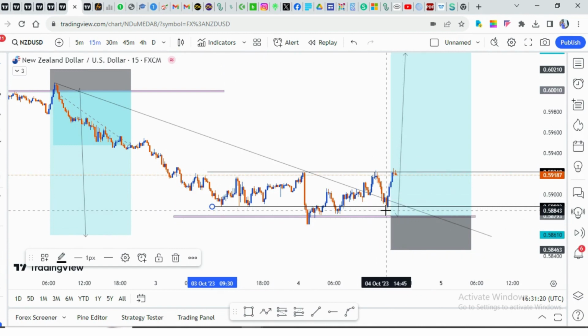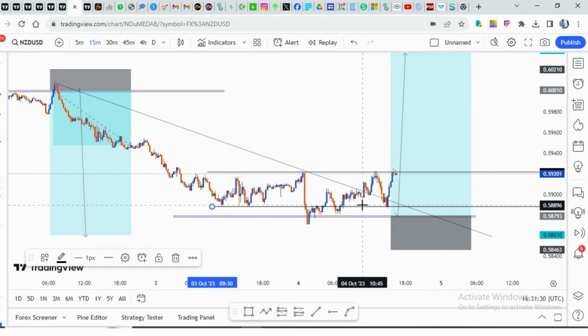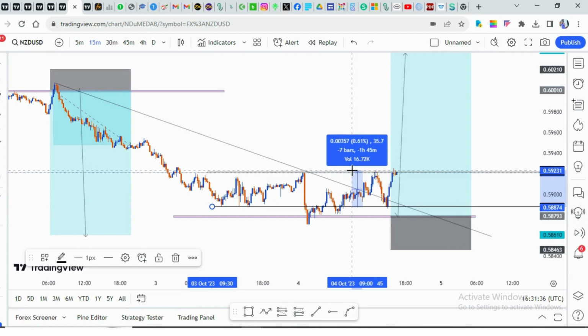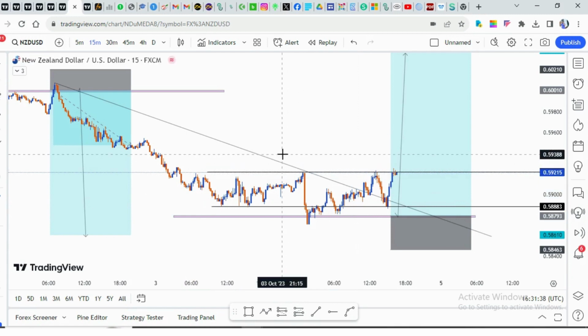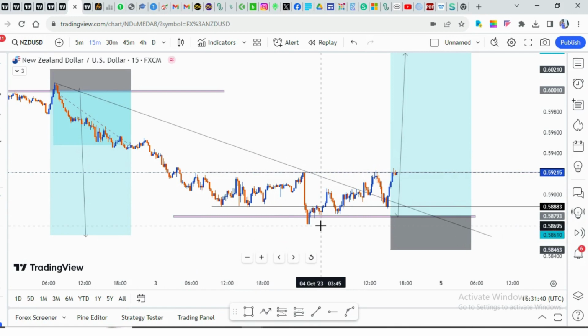So when I noticed price got here and gave me this candle, immediately I called for a buy in my Telegram group. And it gave us, let me see how many pips it gave us from here, to this point. That's 35 pips. 35 pips is something tangible, my brothers and sisters. 35 pips is not small, all right?